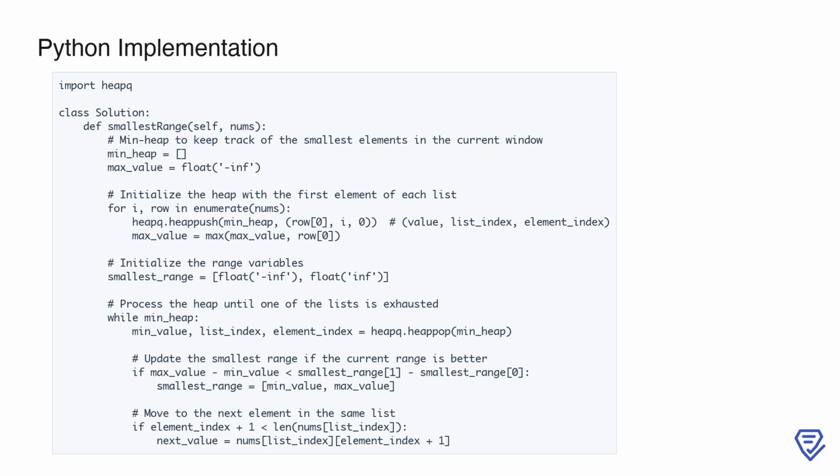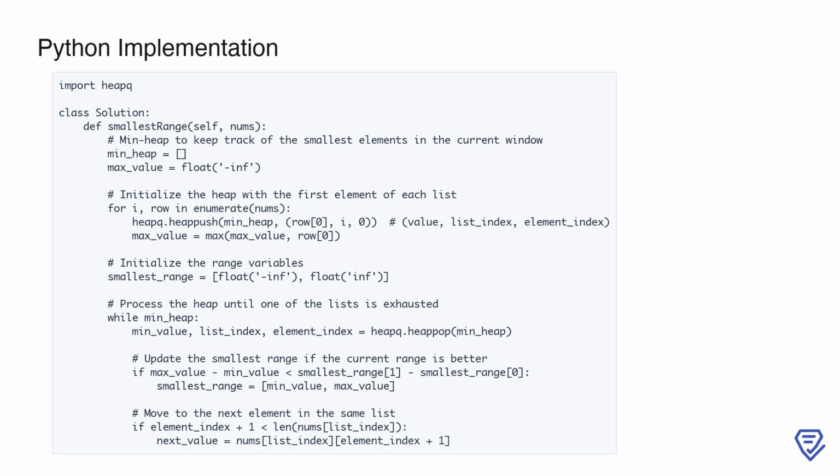Next, we initialize the heap by pushing the first element of each list into it. Each entry in the heap is a tuple containing the value, the index of the list it comes from, and the index of the element within that list. At the same time, we update max_value to ensure it reflects the largest value among the first elements of all lists. Now, we prepare to process the heap. Before doing so, we initialize a variable called smallest_range with infinite bounds, which will later hold the optimal range.